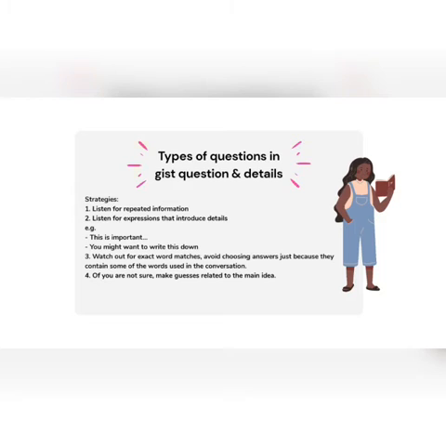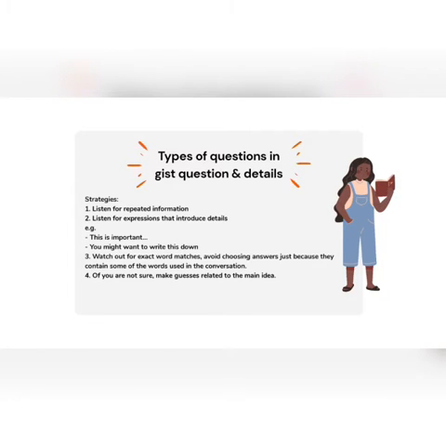Correct answers for detailed questions usually contain reworded information from the lecture or conversation. Be cautious about the answer options that contain the exact wording from the listening, as they may not include the information that the question is asking for. So don't be distracted by the wording.